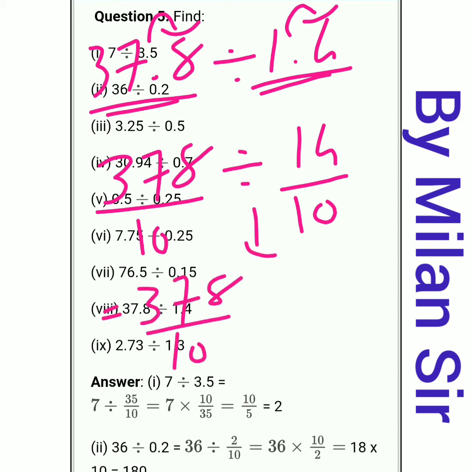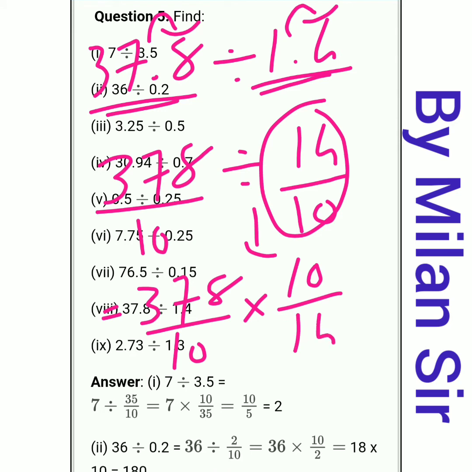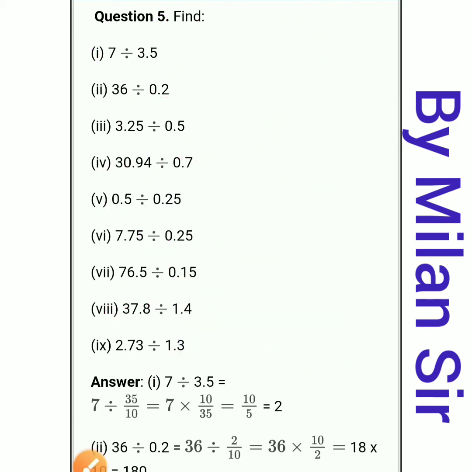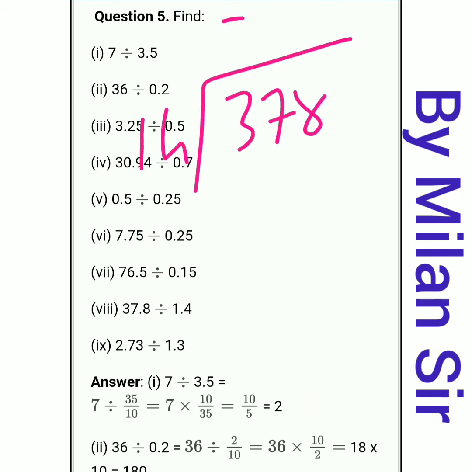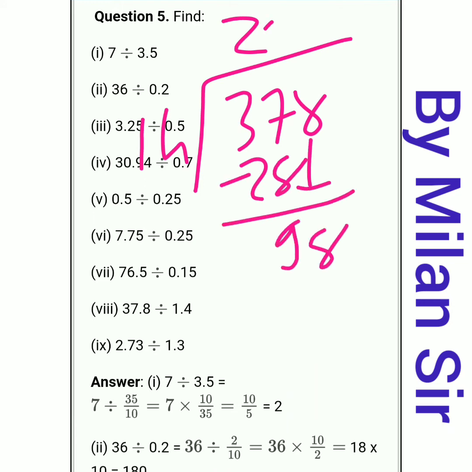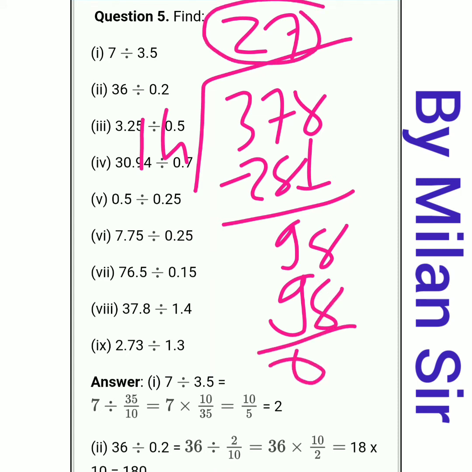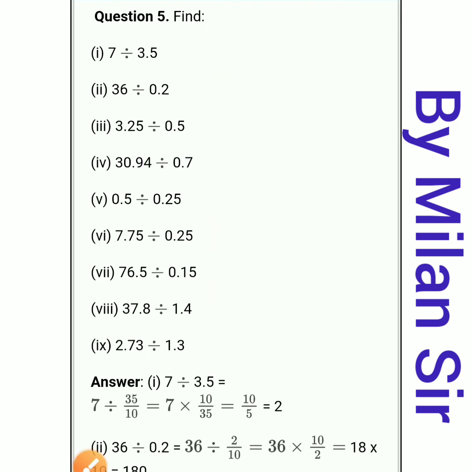The first number remains as it is. We need to convert this division into multiplication, and we need to take the reciprocal of the second number. It is 10 by 14. 10 cut. Okay, now 378 divided by 14. 14 twos are 28. Here 9, 8, 98. 14 sevens are 98. So our final answer is 27. Okay, then question number 9.